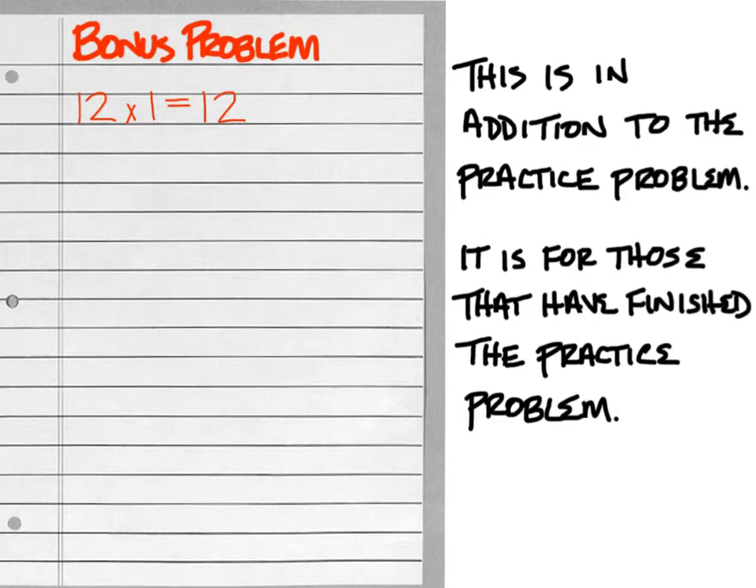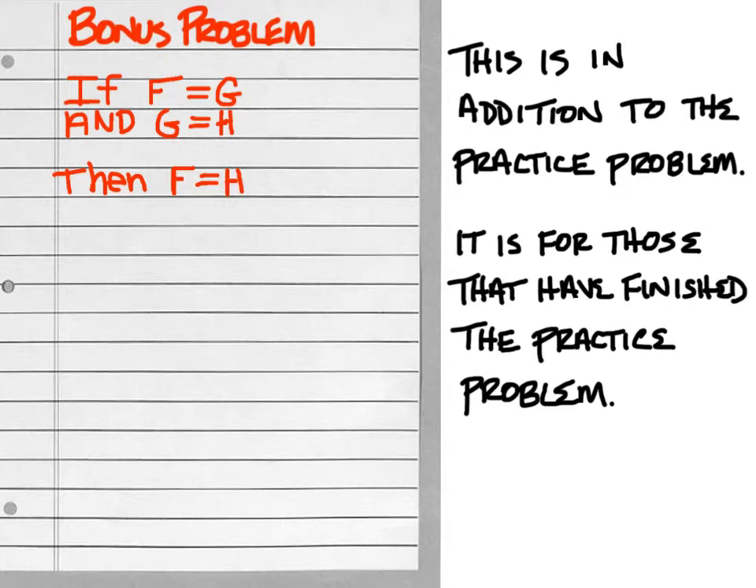Okay, good. This one should be H. That is the identity property of multiplication. Anything times 1 is going to give you the same number. So 12 times 1 will be 12 is equal to 12.